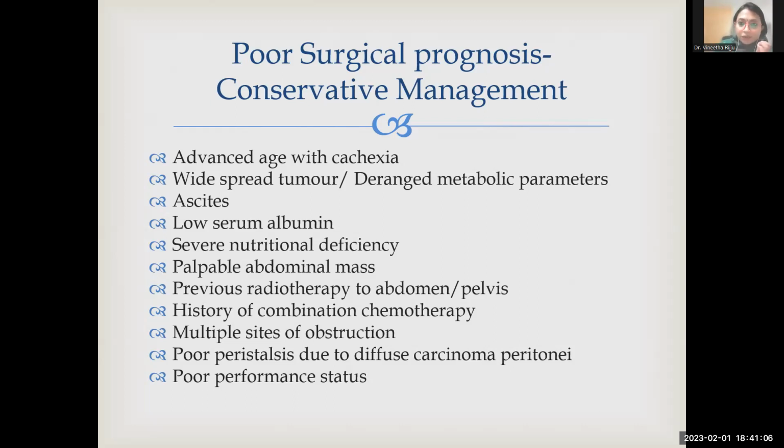And multiple sites of obstruction, poor peristalsis because of diffuse carcinomatosis peritonei, and poor performance status. Now, these are some points which are going to tell you that if these patients are taken up for surgery, they are going to have a very poor prognosis. So these are the patients who have to be channeled for conservative management.